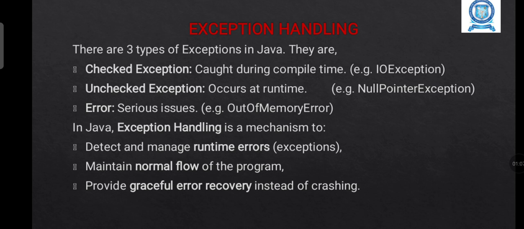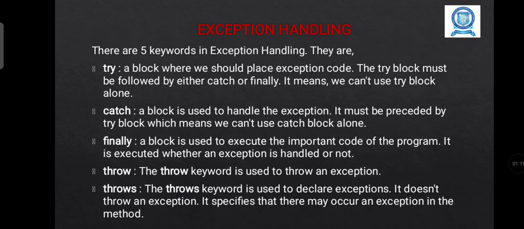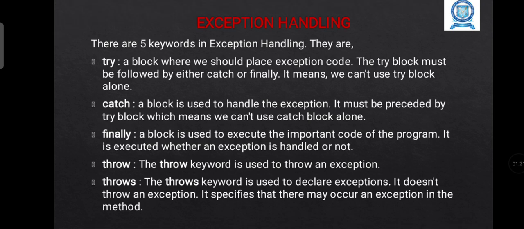Exception leads to error. The exception handling mechanism is mainly used to detect and manage runtime errors, maintain the normal flow of the program, and provide graceful error recovery instead of crashing. Normally in Java, there are 5 keywords or blocks used to handle exceptions. They are the try block, catch block, finally block, throw keyword, and throws keyword.